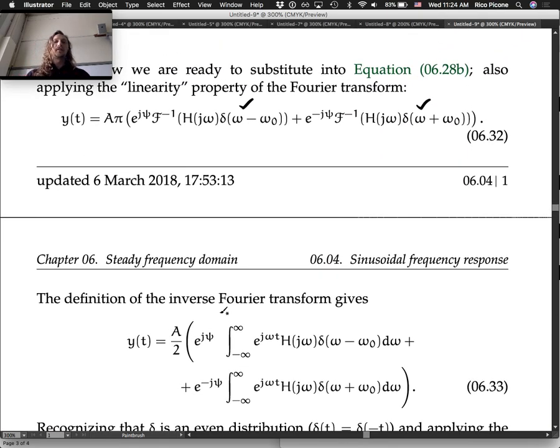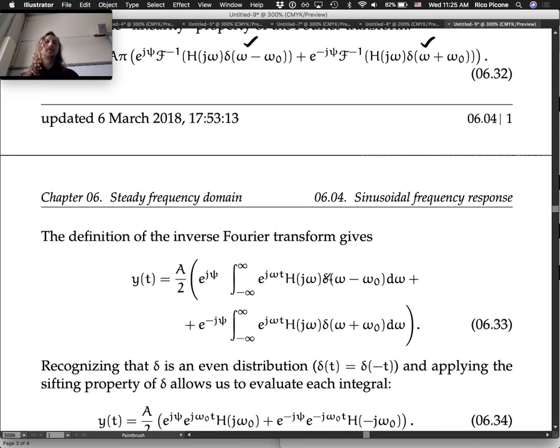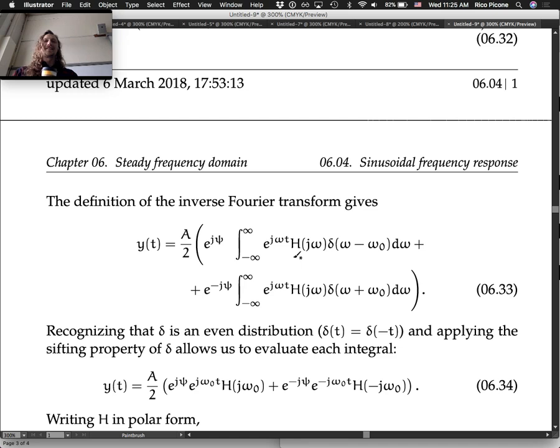So the definition of the inverse Fourier transform allows us to rewrite 632 as 633. Remember, it's just an integral definition. This is how I caught the error in the inverse Fourier transform formula from the previous lecture, because my derivation was coming out wrong, and then I finally traced it back to that.